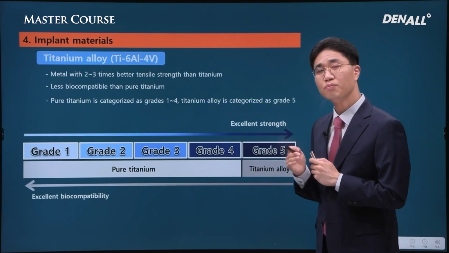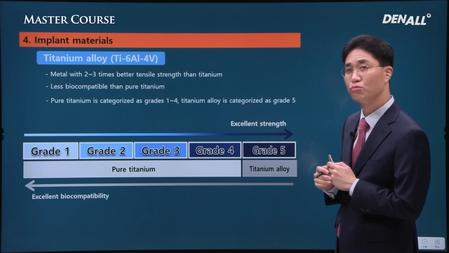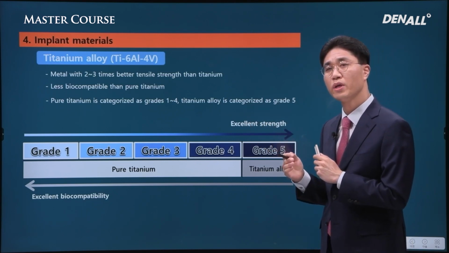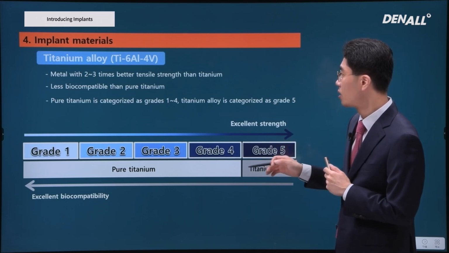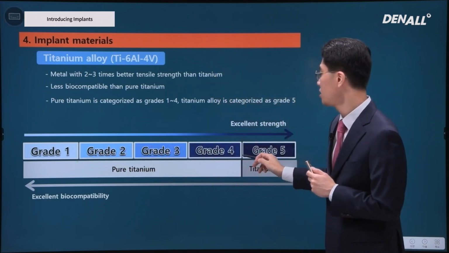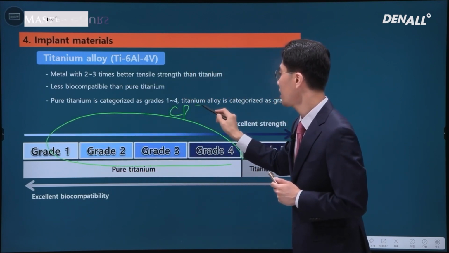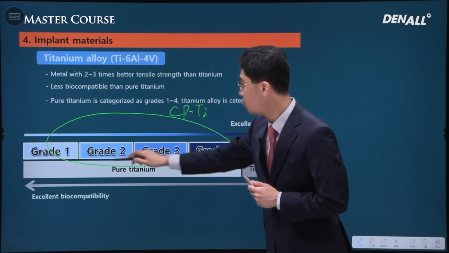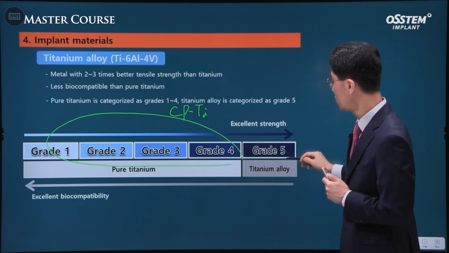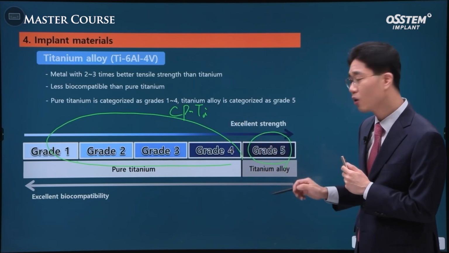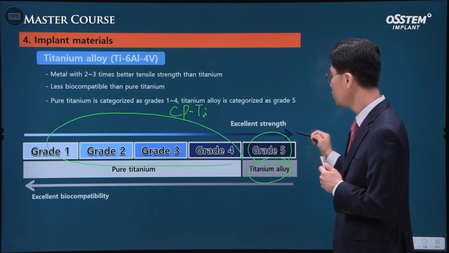Implant titanium is generally classified into grade 1, 2, 3, 4, and 5. Titanium is divided by level of oxygen saturation. Grade 1 to 4 is classified as commercially pure titanium, or CP titanium. Commercially pure titanium range from grade 1 to grade 4. And as for grade 5, it is titanium alloy. The stronger it is, the closer it gets to grade 5.